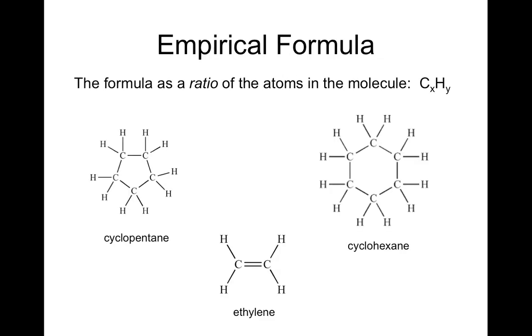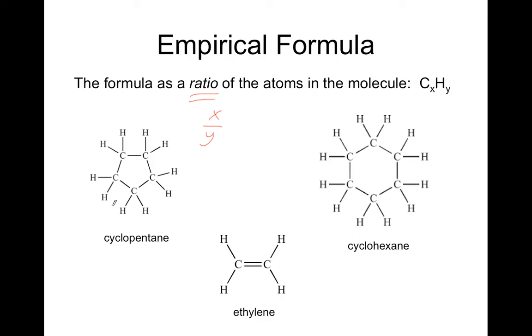So first of all, let's consider empirical formulas. Now, a definition of empirical formulas is only going to be so good until you get a chance to really wrestle with it a little bit. The empirical formula is the formula as a ratio of the atoms in the molecule. Here below I've got 3 hydrocarbon molecules, and the ratio is x to y. So it's going to be x to y as a ratio, and we'll be writing the x and y as such, okay?